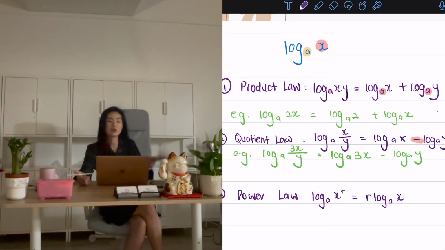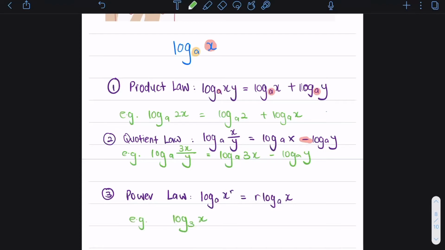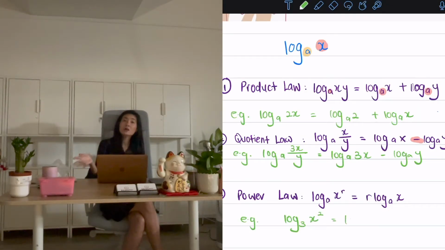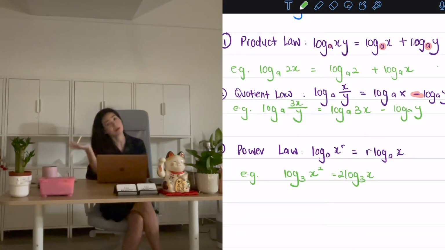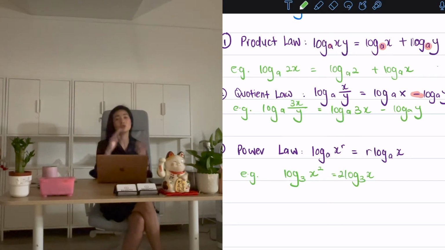Again, let me just go through an example. It will be a lot easier for you to understand. Essentially, I can be bringing down the 2 to the front, which I will get 2 log a 3x. It will be very straightforward here. So these three rules you got to remember at your fingertip.